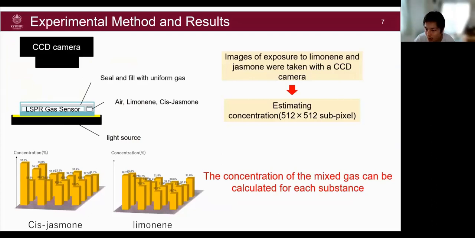The actual result of the calculation is shown in the figure below, where the XY axis is the location of the gas sensor and the Z-axis is the calculated gas concentration. We can see that the concentration in the center of the image is relatively small, while the concentration outside is relatively large. The average concentration for the entire image was 32% for limonene and 34% for schistosmon. The concentration of the mixed gas can be calculated for each substance.